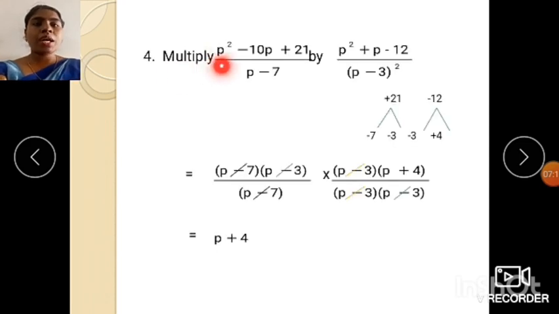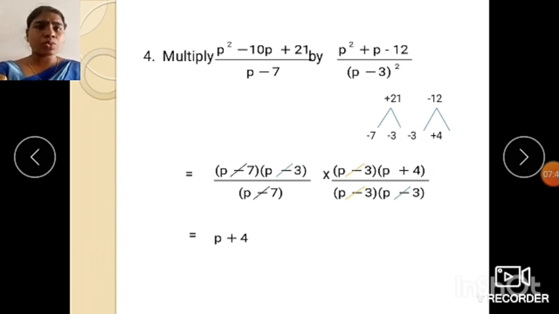Multiply p square minus 10p plus 21 by p minus 7 by p square plus p minus 12 by p minus 3 the whole square. So first we need to find the factors of the expression. After finding the factors, we will multiply and cancel the common terms. See the numerator, p square minus 10p plus 21. First we need to find the factors for this.